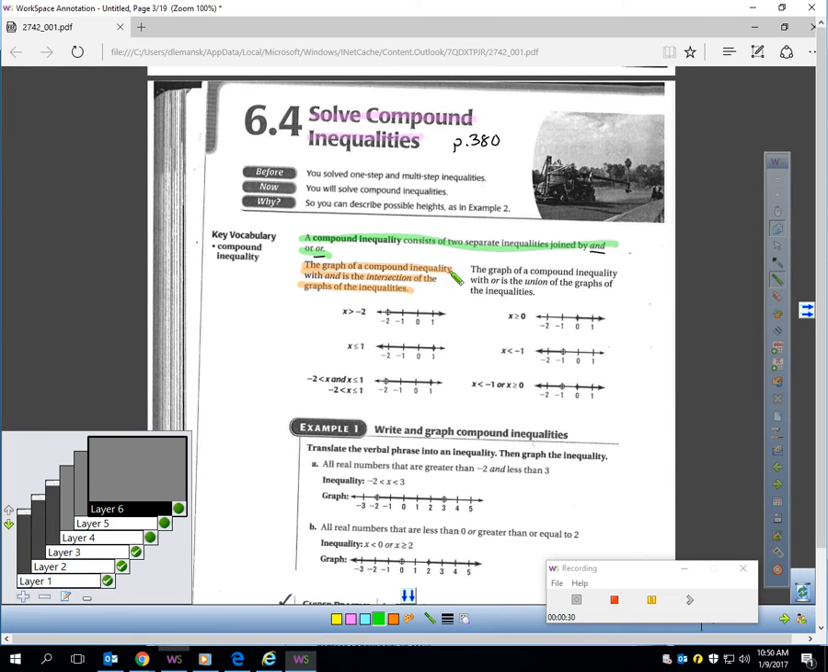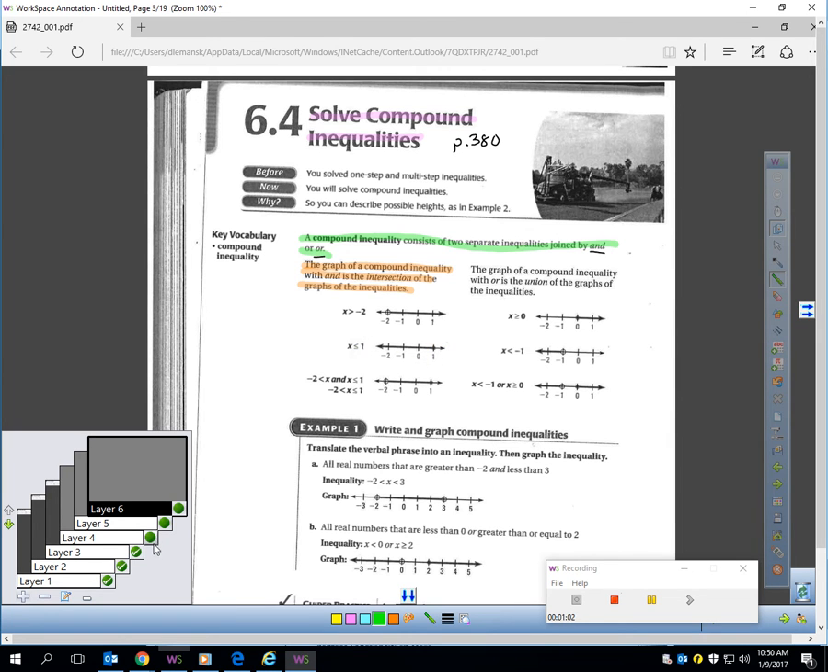The graph of a compound inequality with "and" is the intersection of the graphs of the inequalities. If you're wondering what that is telling us, look below at what they write. Let's take the inequality x greater than negative 2. You can see the graph of it here. They have an open circle at negative 2 and anything larger than that. Look at x less than or equal to 1. It'd be a closed circle at 1 and shading left of that.